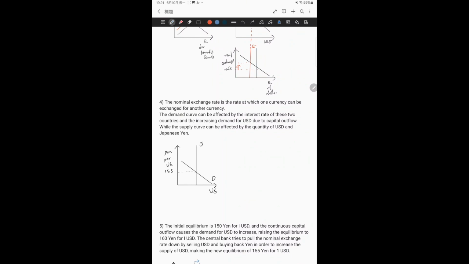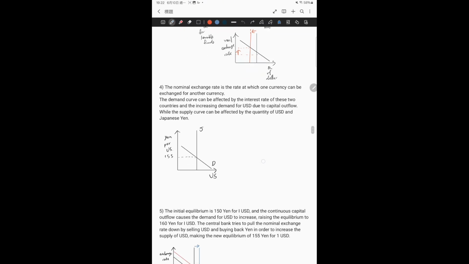So the diagram would look like this. And the factor of this is the demand curve can be affected by the interest rate of these two countries, the US and Japan, and the increasing demand for US dollar due to the capital outflow. While the supply curve can be affected by the quantity of US dollar and Japanese yen.